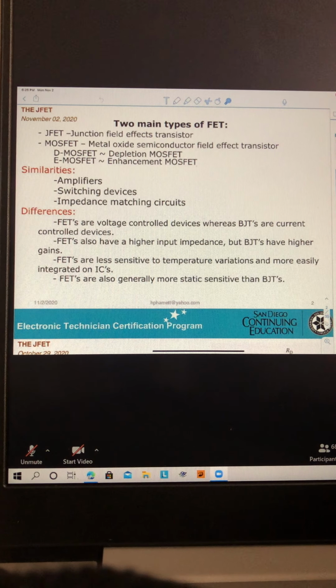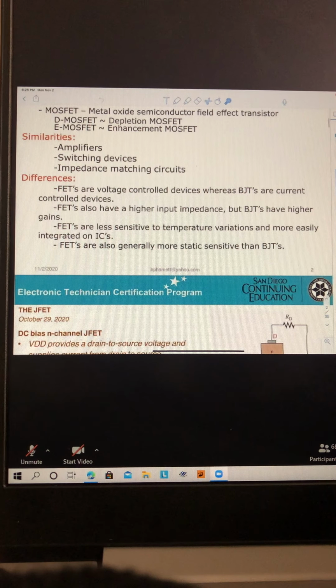FETs are less sensitive to temperature variation and more easily integrated on the IC. That means easy to build. FETs are less sensitive to temperature variation, and easy to build. And FETs are also more static sensitive than the bipolar.